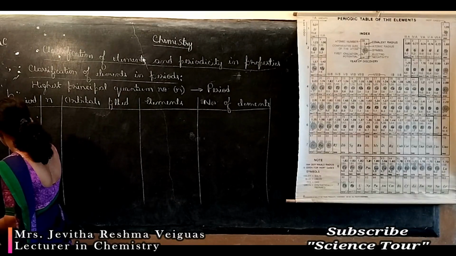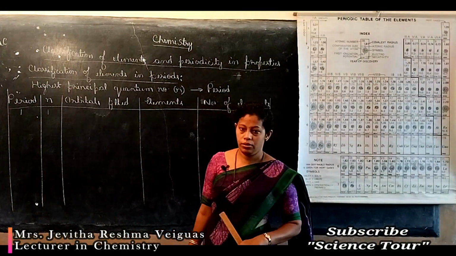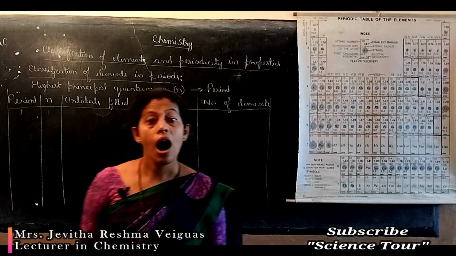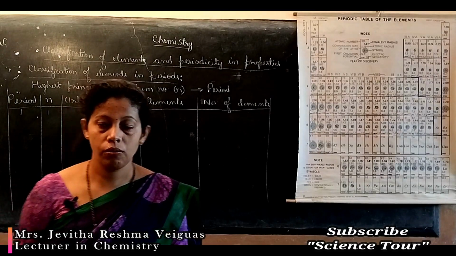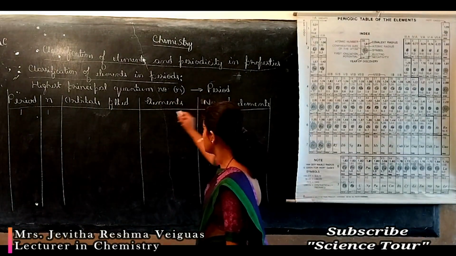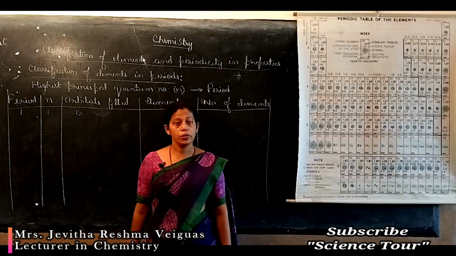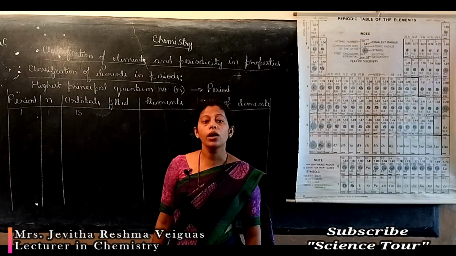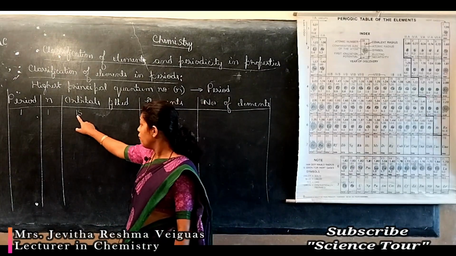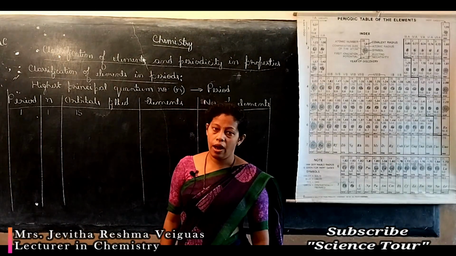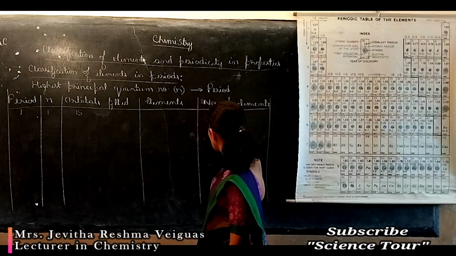Now, period 1 means highest principal quantum number is 1. Period 1 indicates highest principal quantum number 1. Here n equal to 1 means which orbital is filled? Only the 1s orbital is filled. Students, we know in any orbital we can have maximum 2 electrons. So in the 1s orbital, we can have 2 electrons. So the number of elements is 2.